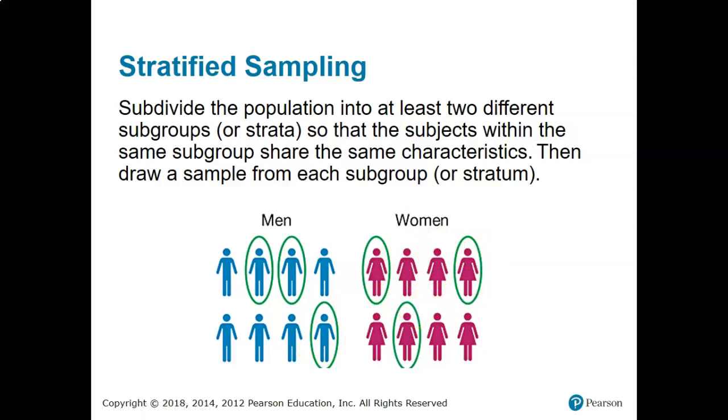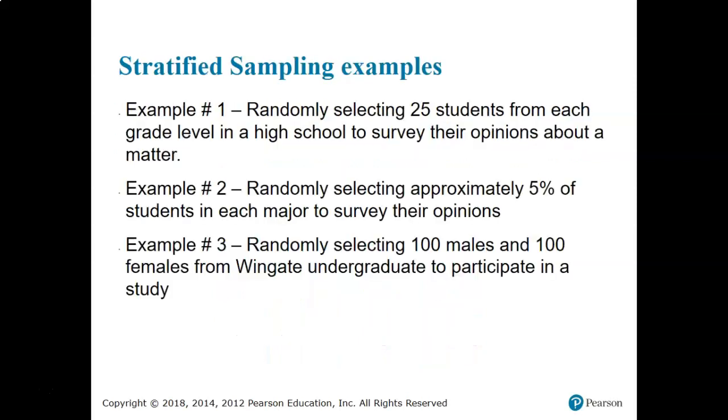An example of this would be if Dr. Brown wanted to survey people's opinions about this virtual instruction that we're having here. Maybe he wants to make sure that freshmen, sophomores, juniors, seniors, and graduate students are all represented. Then he might go in and randomly select, say, 25 students from each of those subgroups to participate in the survey that he's going to be doing.